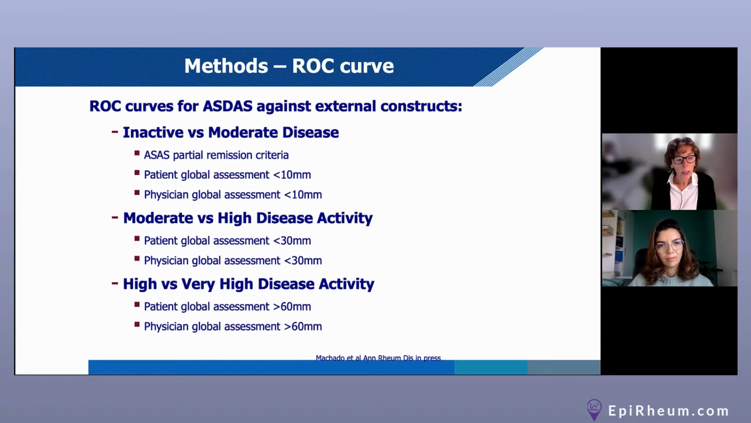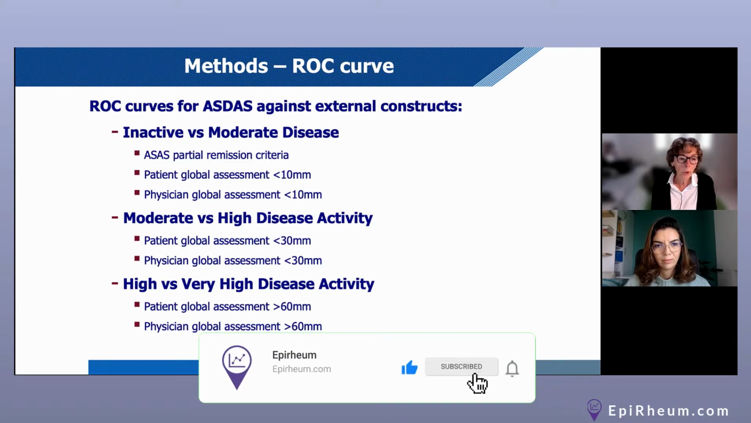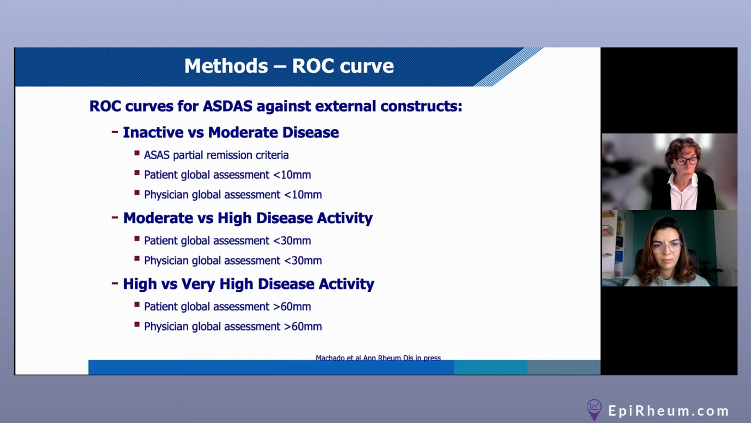So for the discrimination between inactive and moderate disease activity, we use 3 different criteria: partial remission criteria, the patient global and physician global assessment below 10. If you thereafter want to have the cutoff between moderate and high disease activity, we use the cutoffs you see, and also between high and very high disease activity. I have to indicate when we developed the ASDAS, we called it moderate disease activity. Later on, this name was changed into low disease activity. This was also published in a separate letter by Pedro Machado.